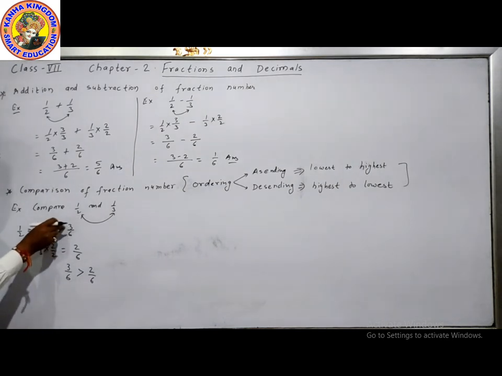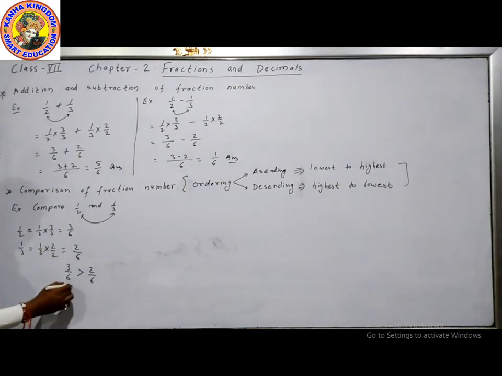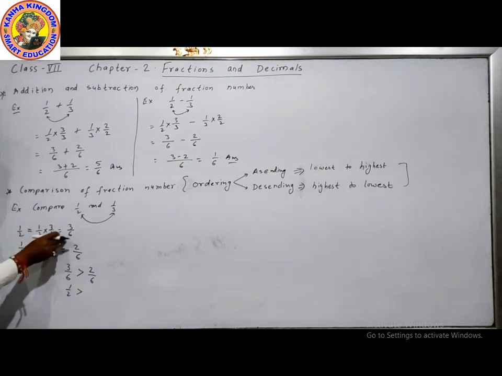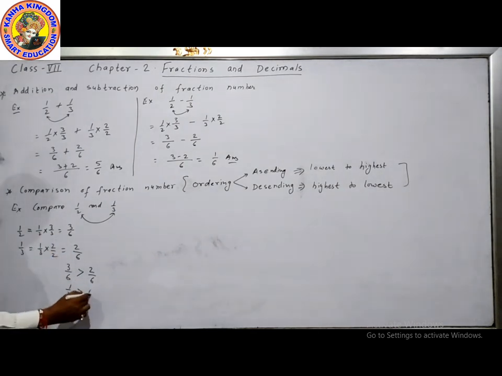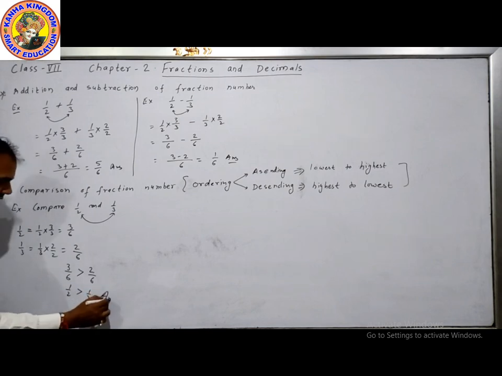Which number is 3 by 6? 1 by 2. Then 1 by 2 is greater than 2 by 6. Which number is 2 by 6? 1 by 3. So this is our answer: 1 by 2 is greater than 1 by 3.